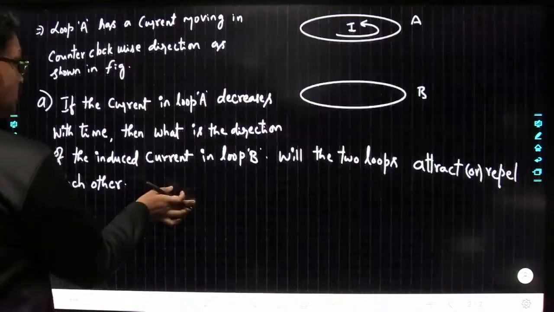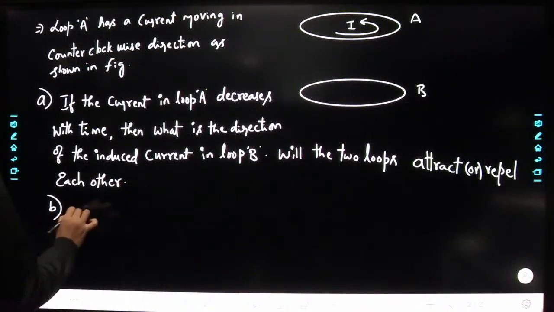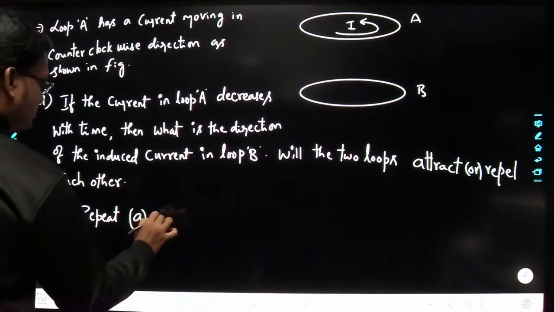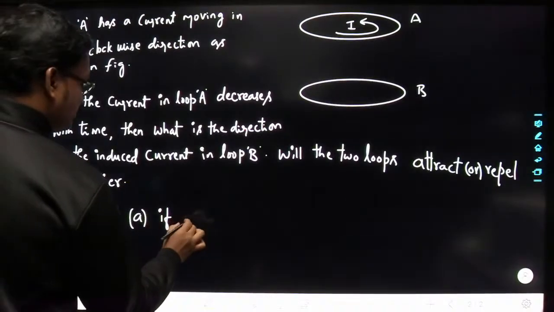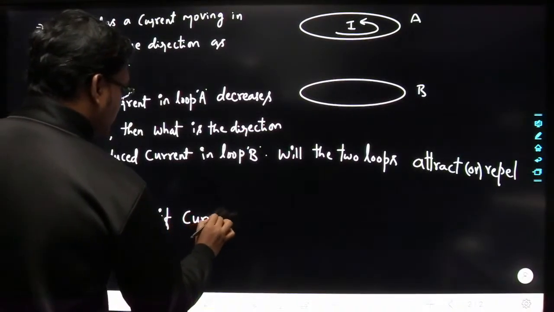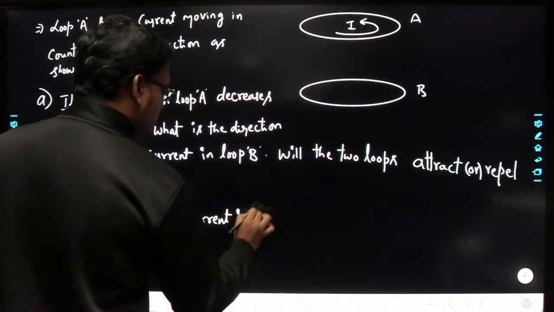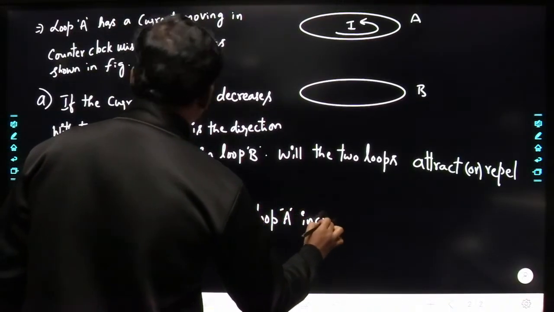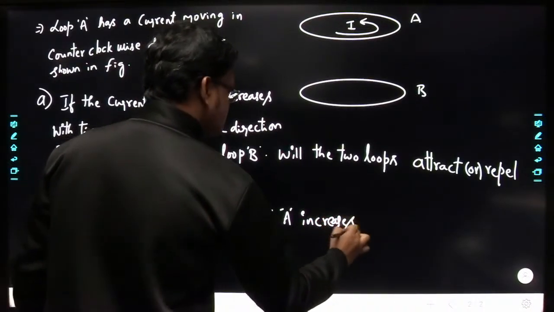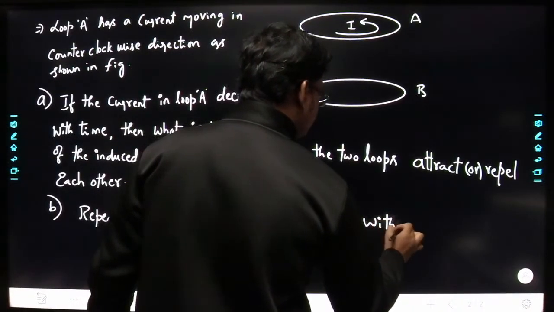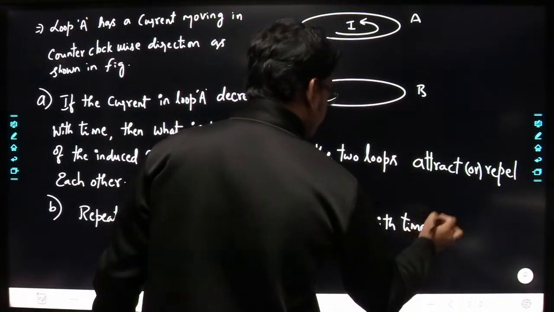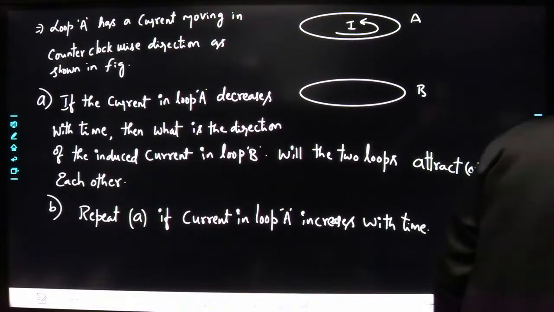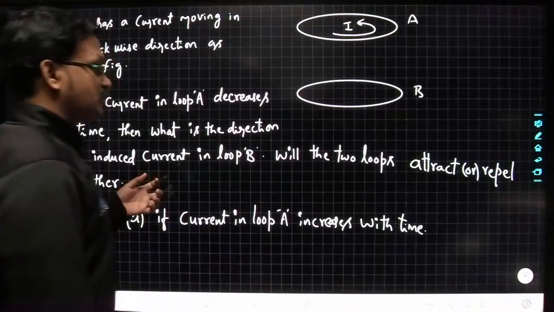Next, B: repeat A if current in loop A increases with time. Okay, so this is the question they are asking here.